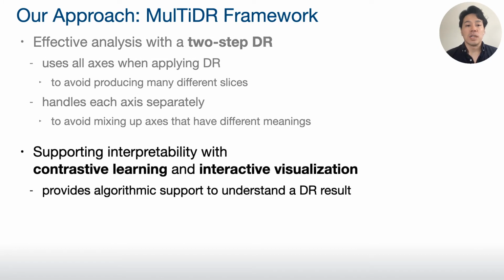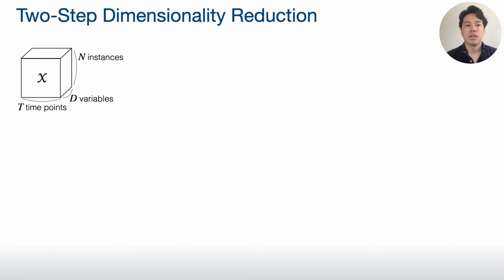Additionally, we support interpretability by using contrastive learning with an interactive visualization. In this approach, we can provide algorithmic support to understand dimensionality reduction results. I will now explain the details of each functionality. First, I will explain the two-step dimensionality reduction.